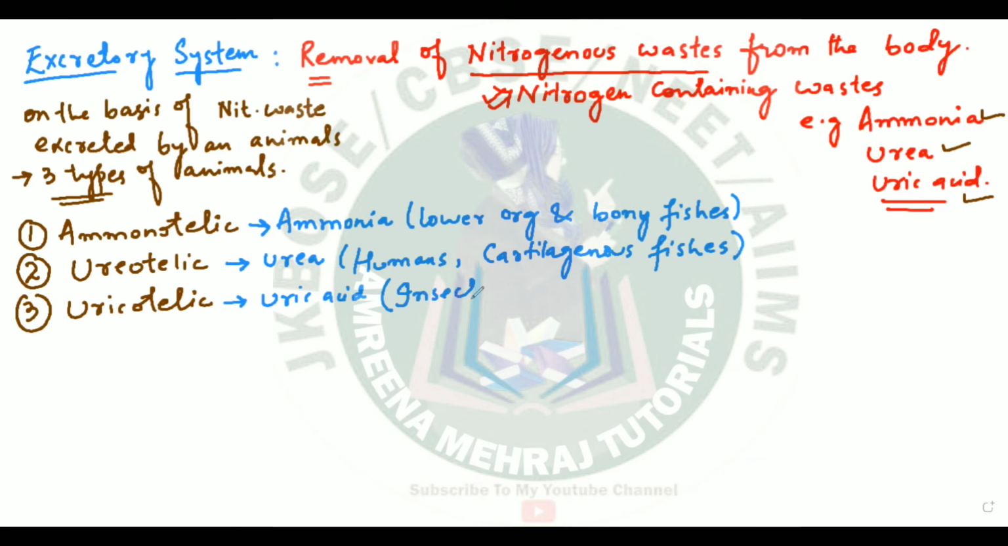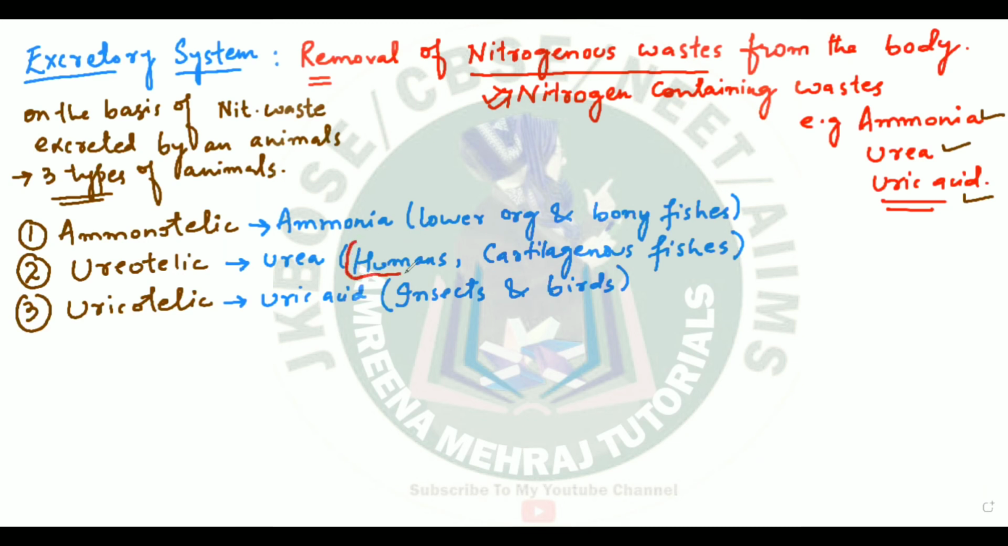The versatile example are the insects and the birds. They release uric acid as a waste. So they are uricotelic. Okay. Now, on the basis of the structures, like in humans, let me make you understand first of all.